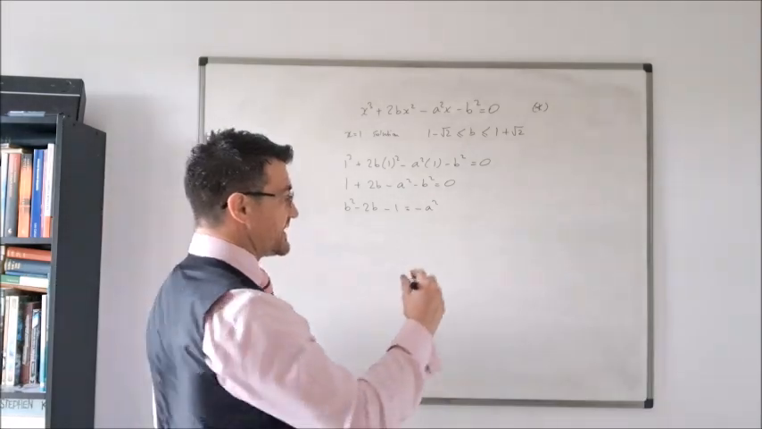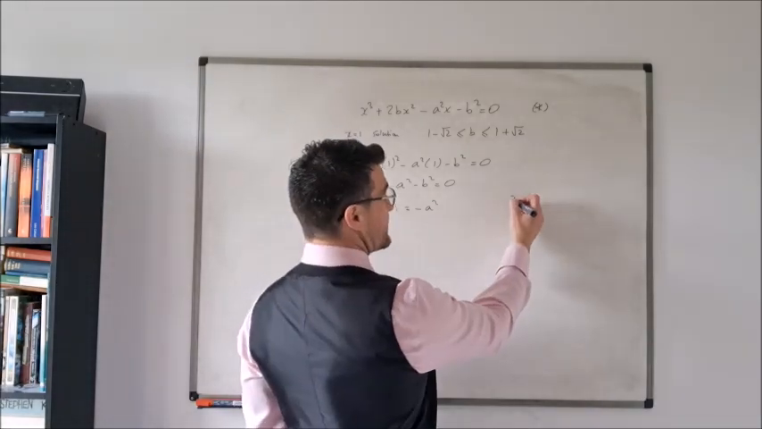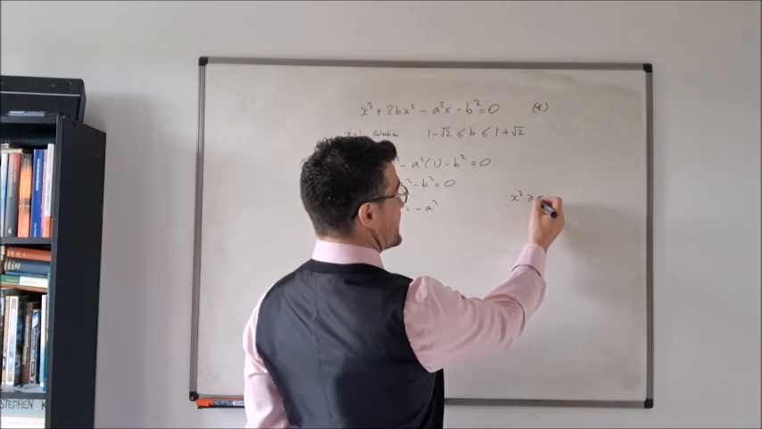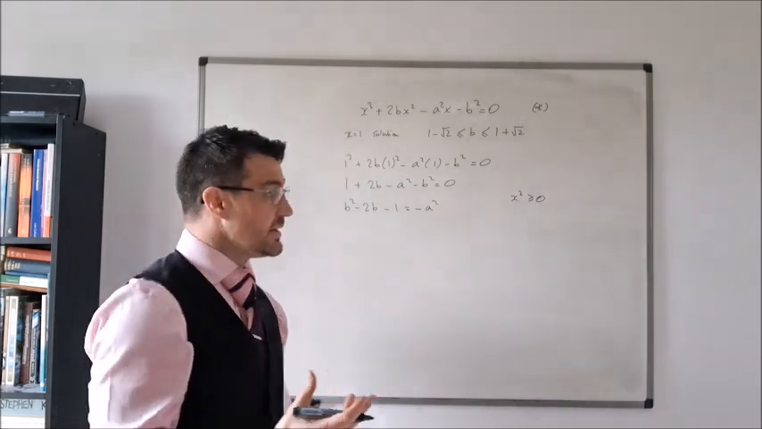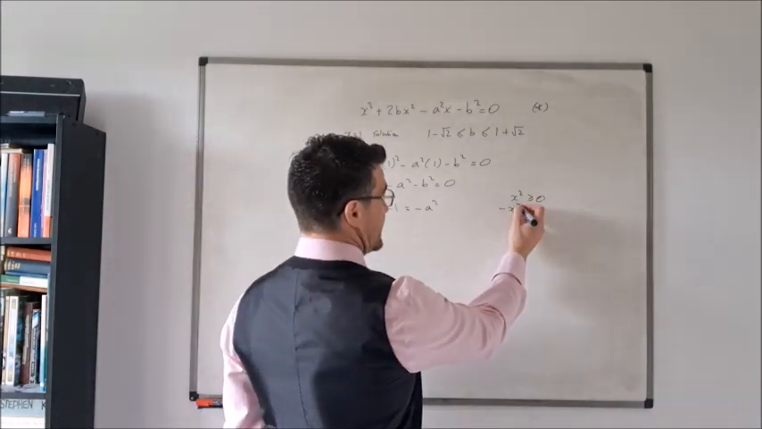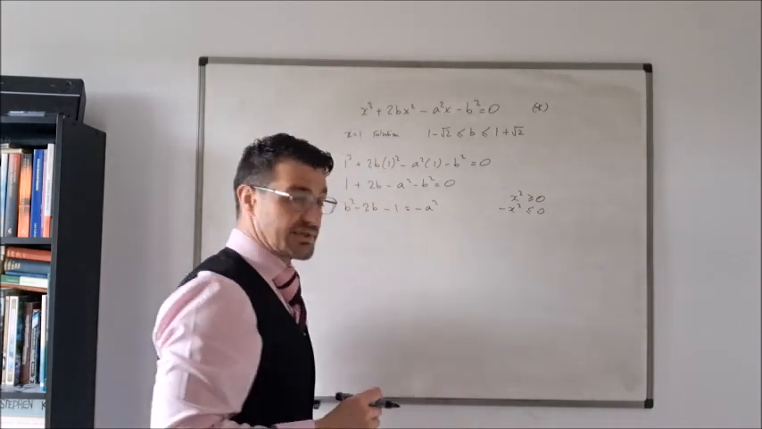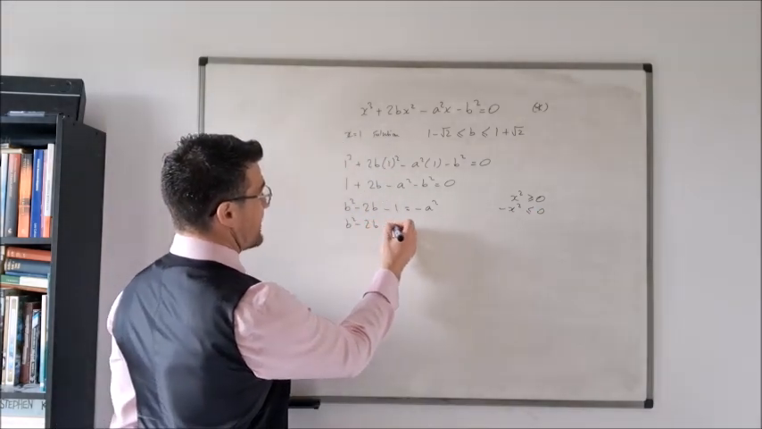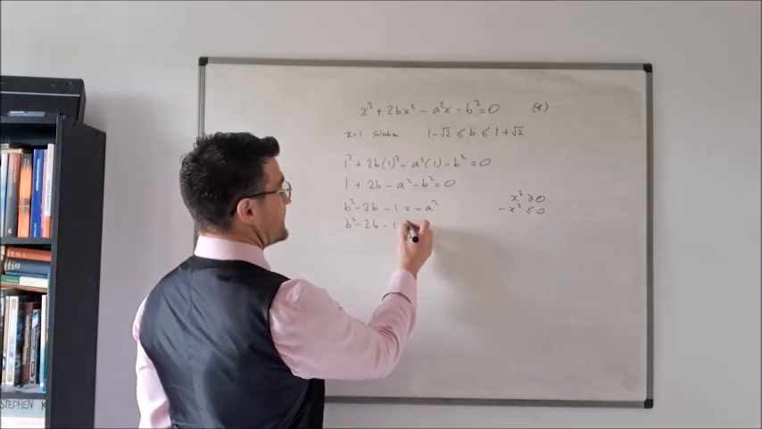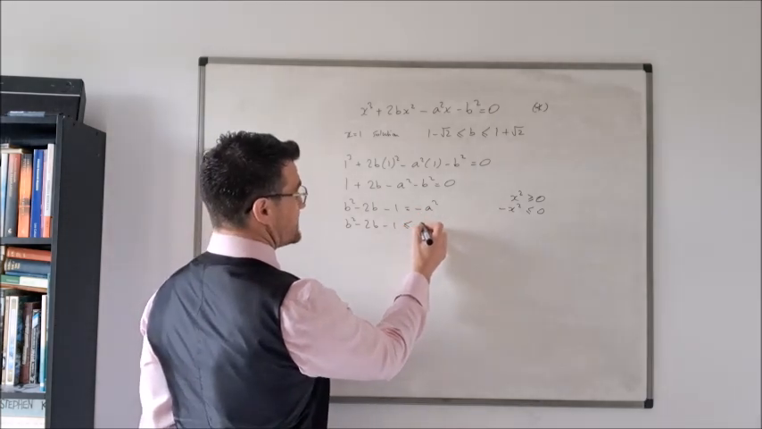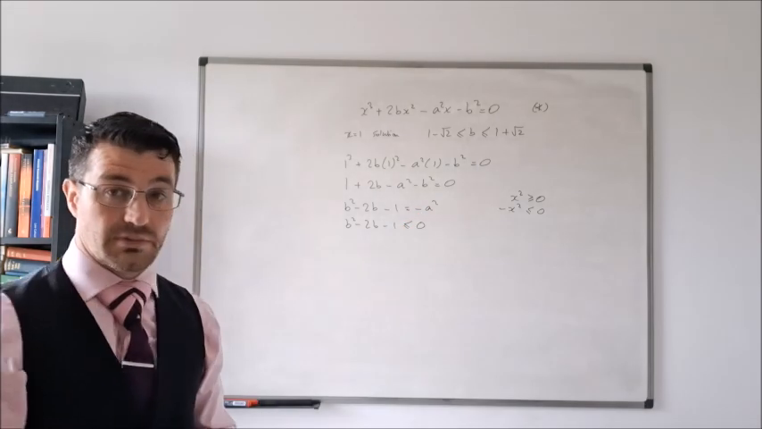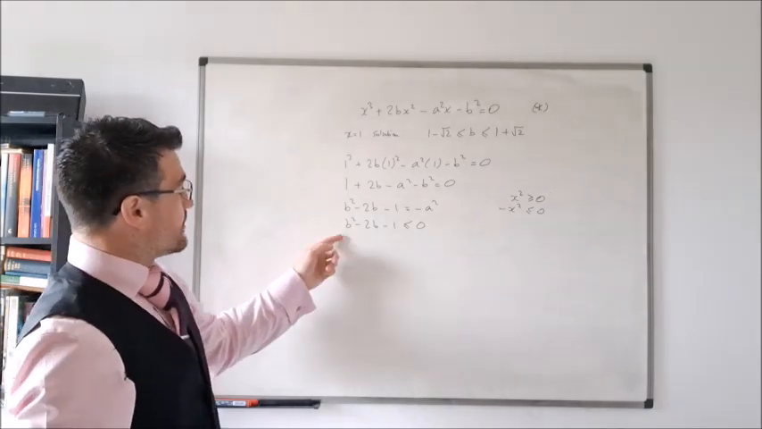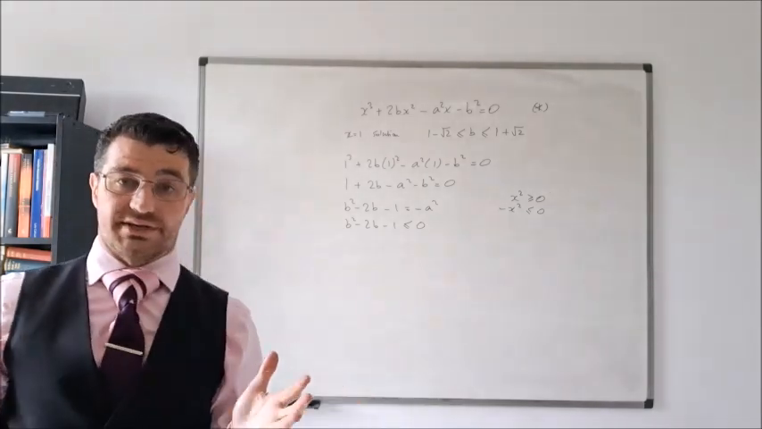One of those properties is that if x is a real number, then x squared is always going to be greater than or equal to 0. So that means that minus x squared is always going to be less than or equal to 0. So what can I say here? b squared minus 2b minus 1 is going to be less than or equal to 0. Okay? Right, so I've got a quadratic inequality here.